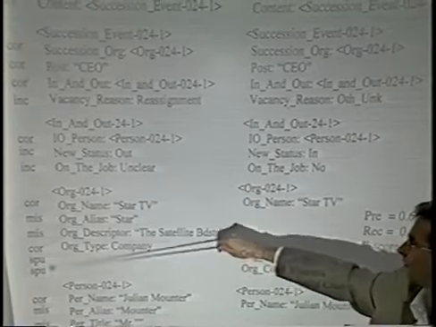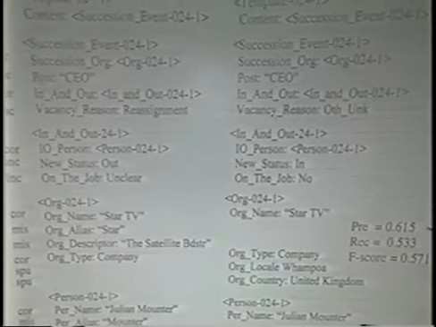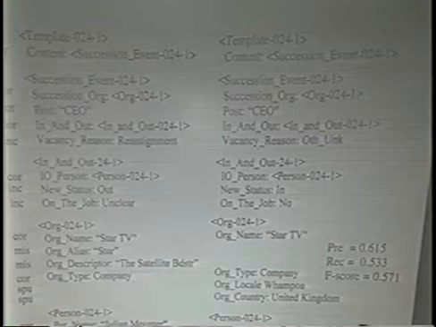So we have essentially 8 correct slot fills here out of 13 that we generated, giving us a precision of 0.615, and those 8 out of 15 that are in the key, giving us a recall of 0.533. And if you use the F-score equation to combine them, you get an F-score of 0.571, which, as you'll see in a couple slides, is essentially state-of-the-art performance for an IE system.